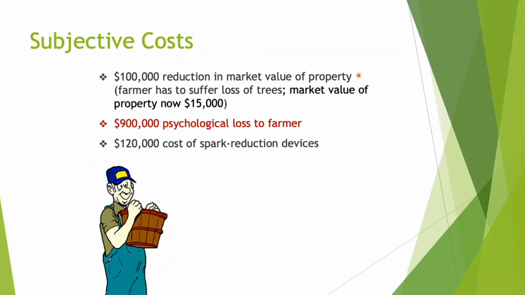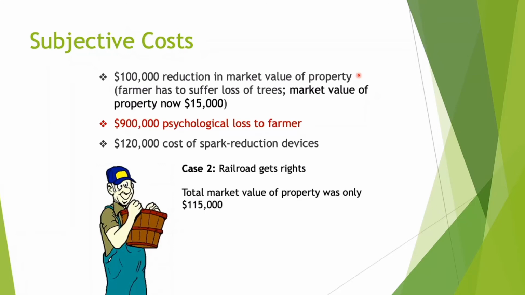So $120,000 cost of the spark reduction devices. Now let's suppose the railroad gets the rights, but the total market value of the property was only $115,000, $100,000 of which would be lost if the farmer's orchard gets burned. So the farmer's not going to be able to raise $120,000 to induce the railroad to install these devices.